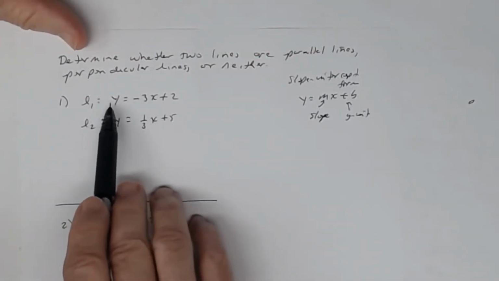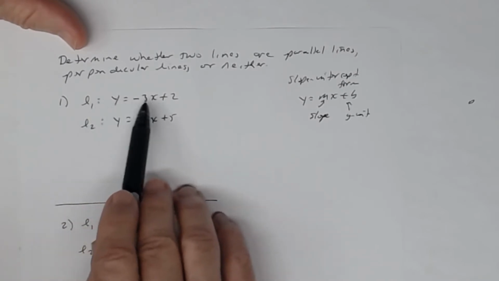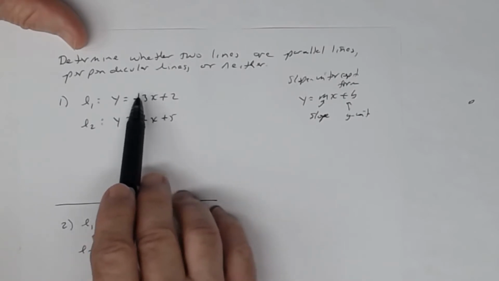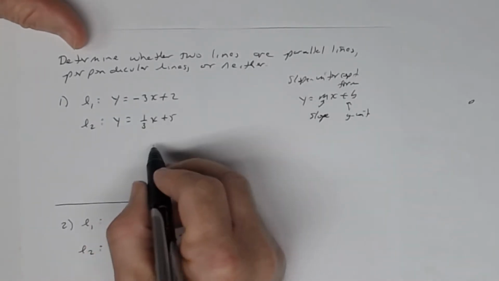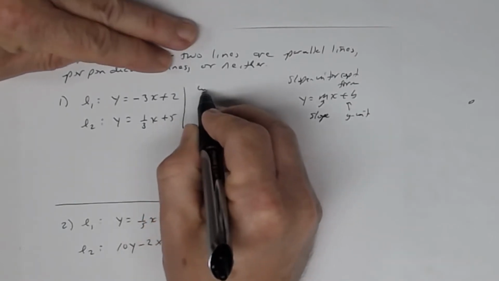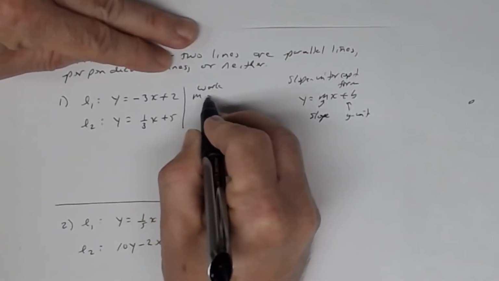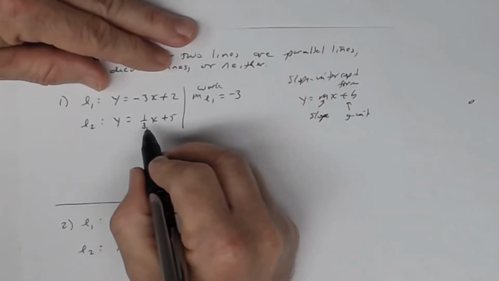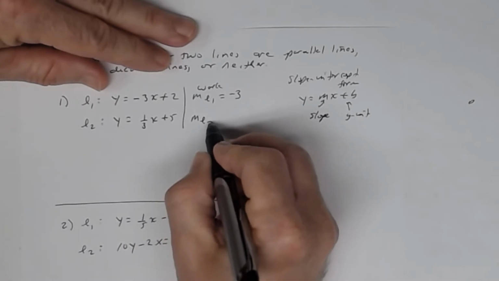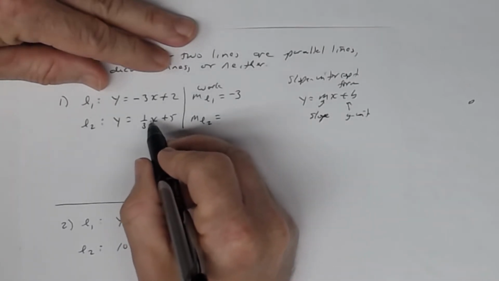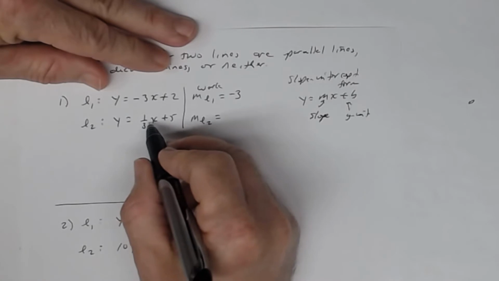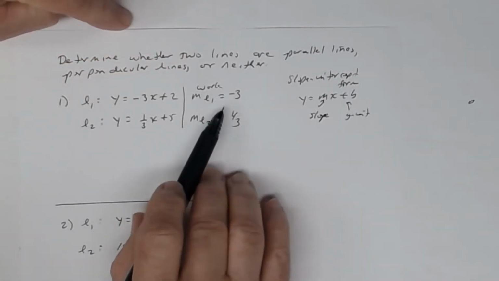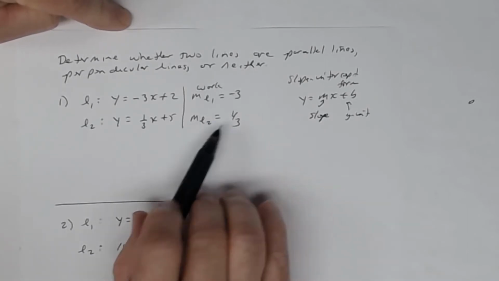So if you look at line 1, you have this equation which is in slope-intercept form, and the coefficient of x is -3. So here's your work. The slope of line 1 equals -3, right? And then the slope of line 2 equals the coefficient of x, whatever you multiply x by, so that is 1/3. Now, once you find the slopes, you compare those numbers. This is -3, this is 1/3.